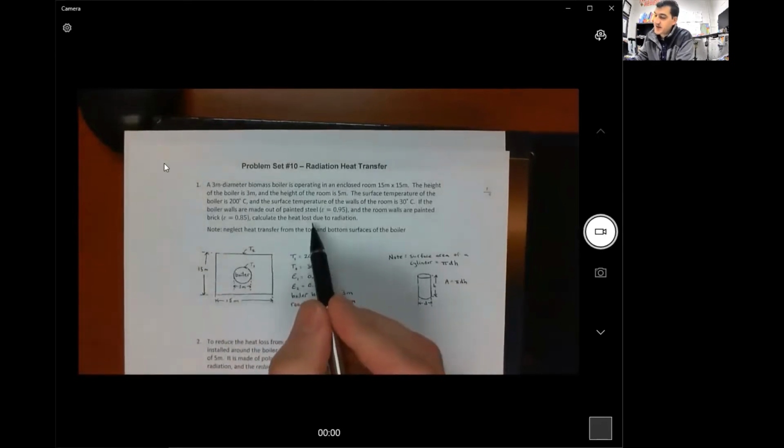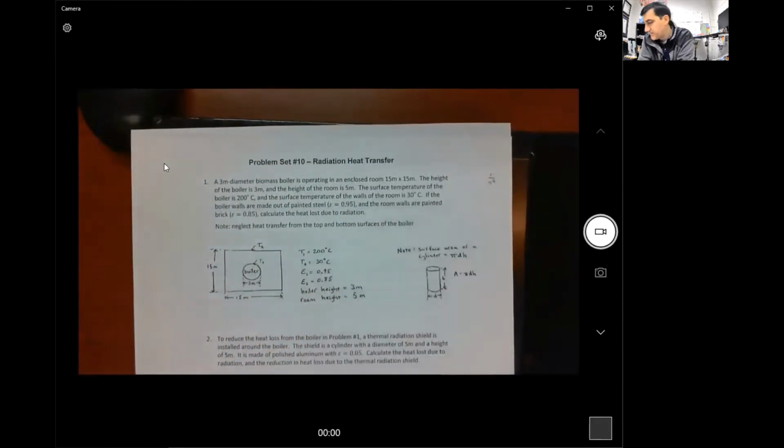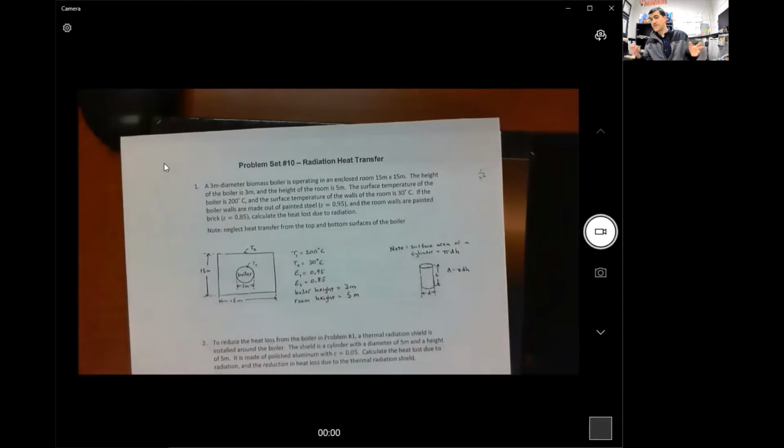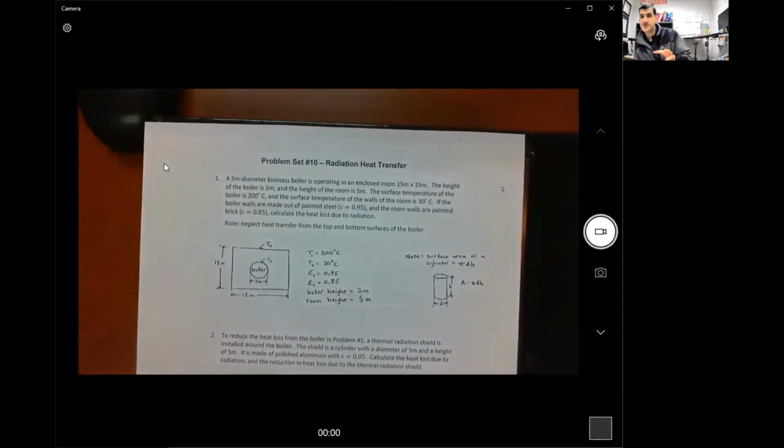So how are we going to do this? What are we going to do? Well, we know we're concerned with radiation heat transfer, because that's what it says, heat loss due to radiation. So we're going to have a surface resistance at the wall of the boiler. We're going to have a space resistance between the boiler and the walls. And then we're going to have a surface resistance at the walls. Right? So we're going to need to calculate those first. We'll have 2 surface resistances and 1 space resistance.